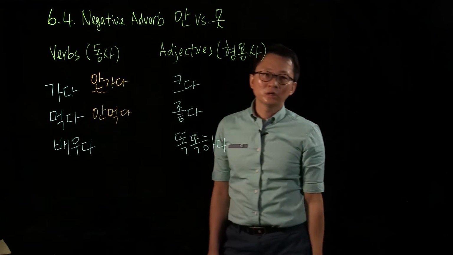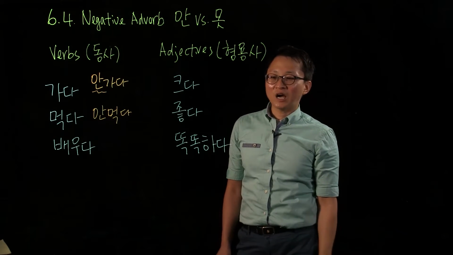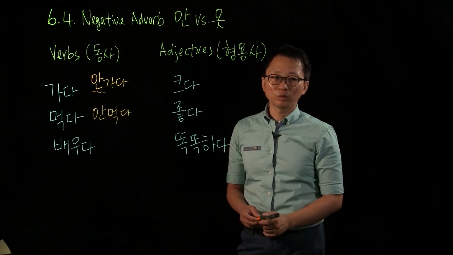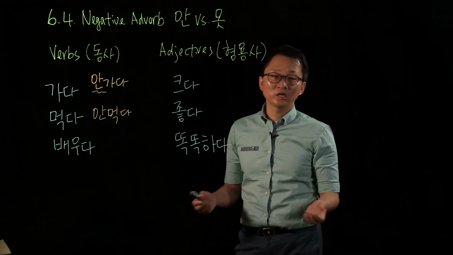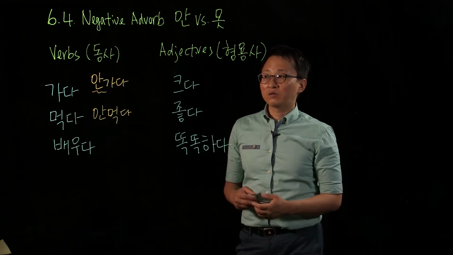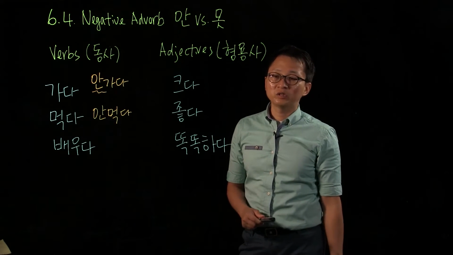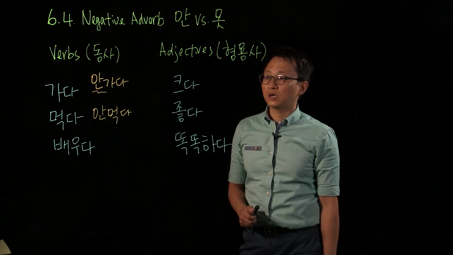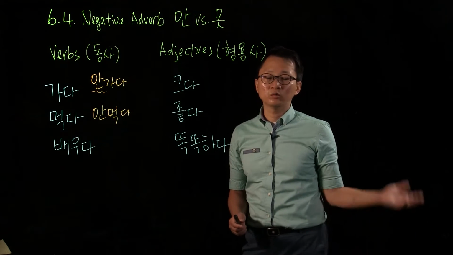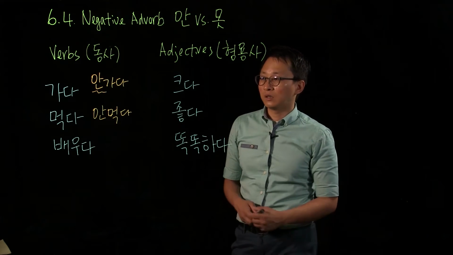안 먹다. 저는 김치를 안 먹어요. I don't eat 김치. 너무 매워요. Too spicy. 뭐 그렇게 얘기할 때. 저는 아침을 안 먹었어요. I didn't eat breakfast today. 오늘 아침을 안 먹었어요. 뭐 늦게 일어났어요. I woke up late. 그래서 안 먹다.